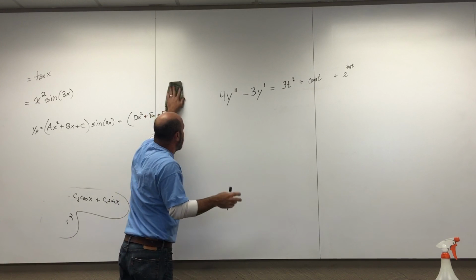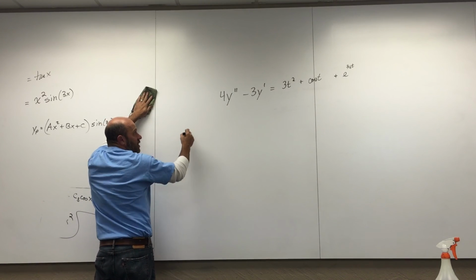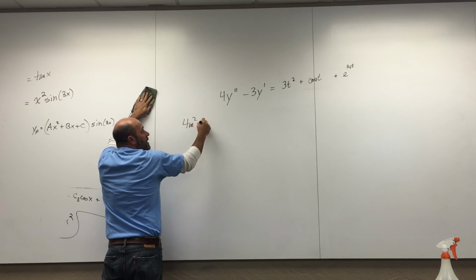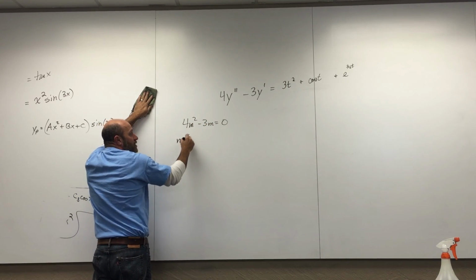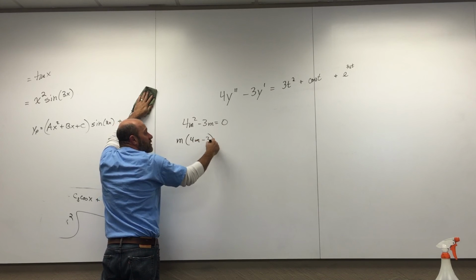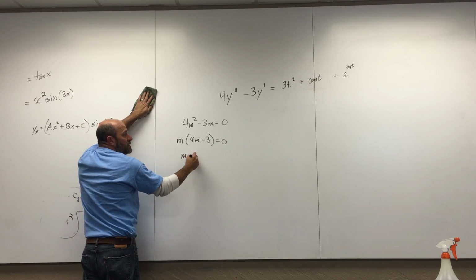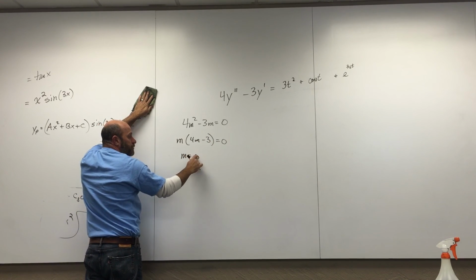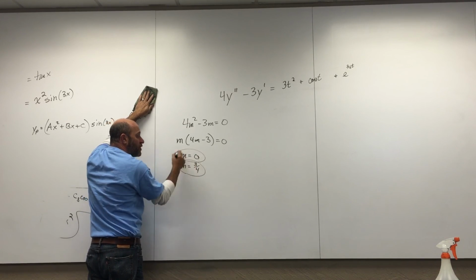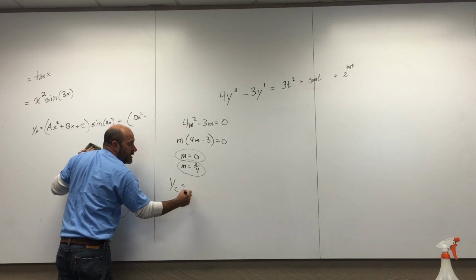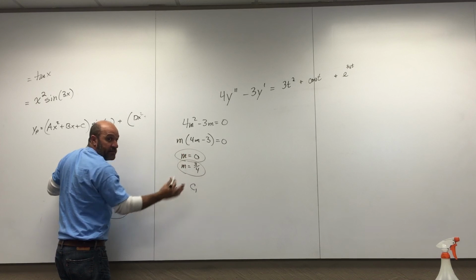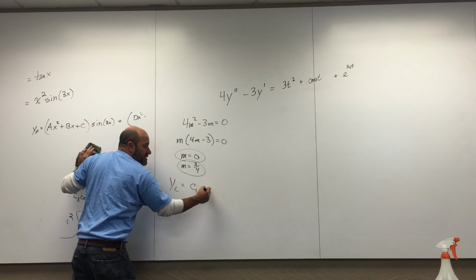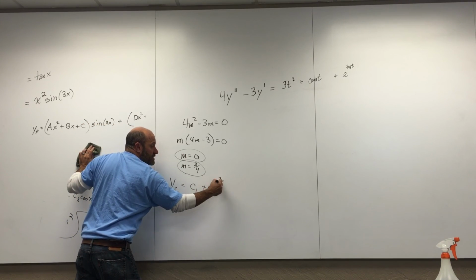Now, first though, we start off by trying to find the YC. We need to start there. So we got 4m squared minus 3m equals 0, right you guys? You factor out your m and you get m times 4m minus 3 equals 0. You get your roots, 0 and 3/4. And so you can write your YC as C1 e to the 0t, that's how you do it, and then C2 e to the 3/4 t.